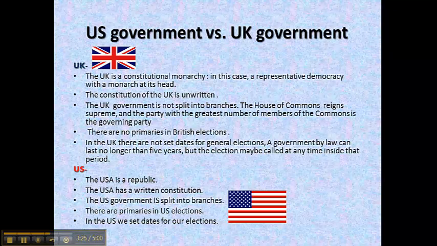And the last one is, in the UK, there are not set dates for general elections. A government by law can last no longer than 5 years, but the election may be called at any time inside that period. In the U.S., we set dates for our elections. I thought that was probably one of the biggest differences, other than not having our government split into branches. But if you really think about it, our government is so much different from other governments.